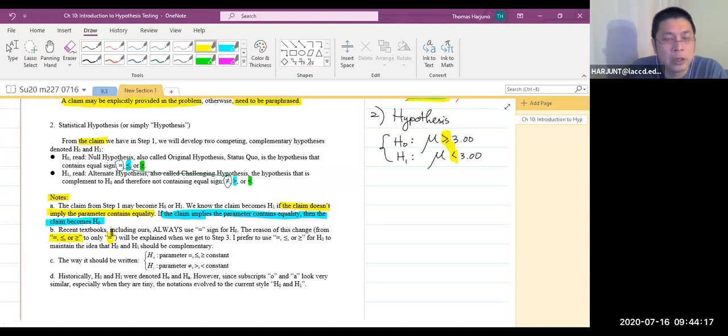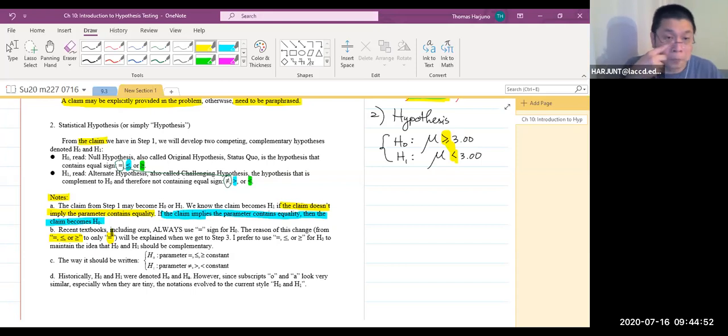Now, why is our textbook being different? Not only our textbook, actually, most textbooks, if not all, recently use equal sign for the null hypothesis. But the reason for this change, I will explain that in step 3. Now, I personally will use what I taught you here, that the inequality being used in null hypothesis and alternate hypothesis should be complementary.